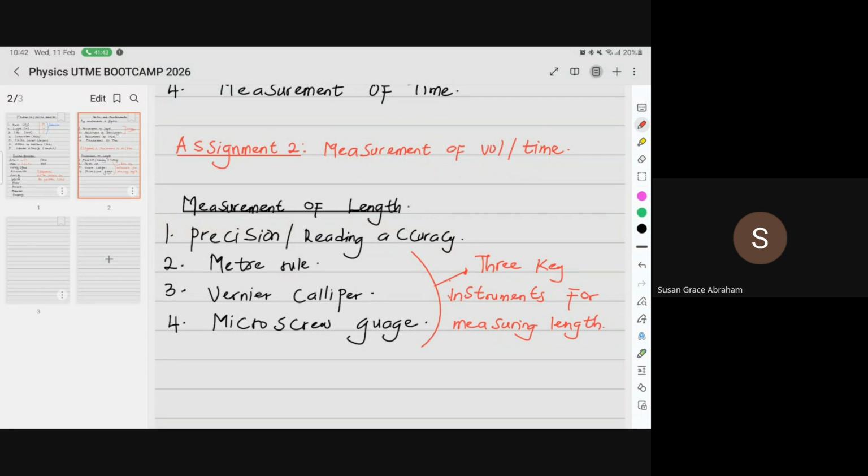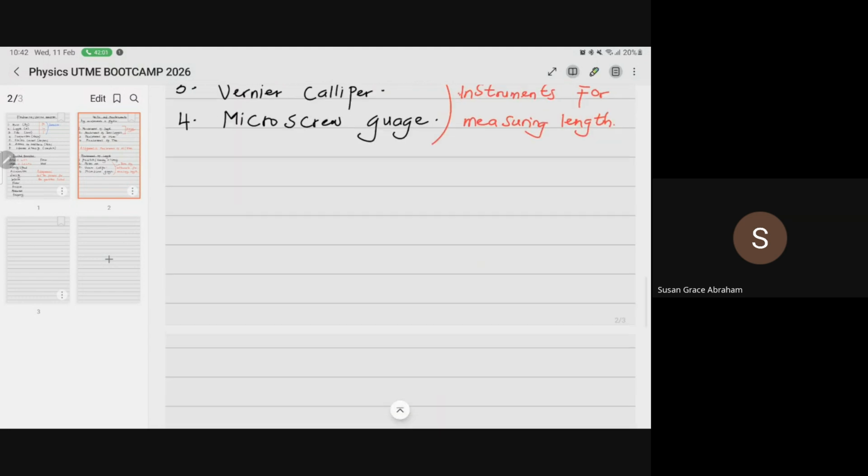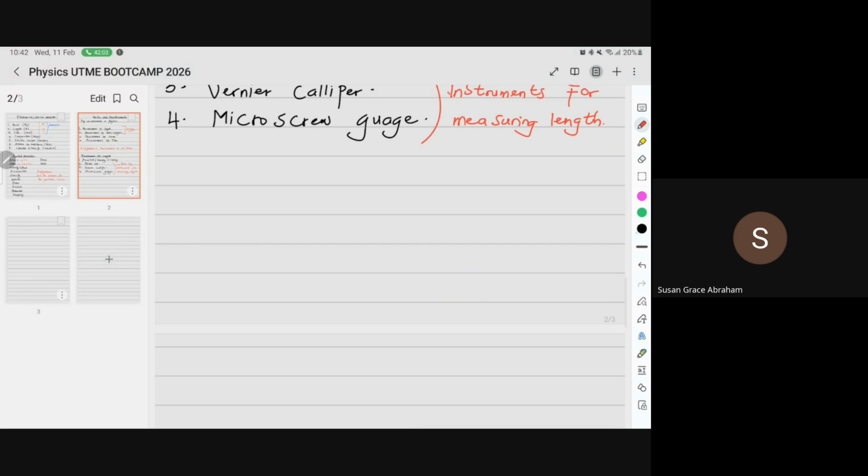So now, let's look at what I mean by precision and reading accuracy. I want you to follow me through this class, right? I'm just bulleting the points so that you can easily go back and read them. So the next point here is let's look at what we mean by precision and your reading accuracy. So now, what do we mean by precision and reading accuracy?